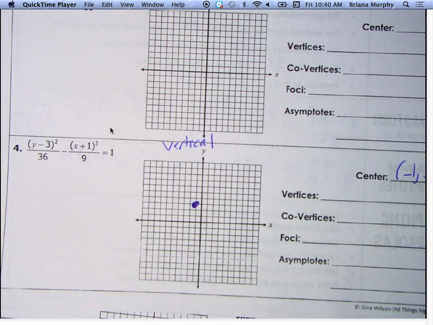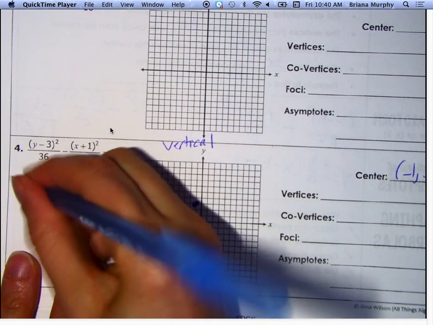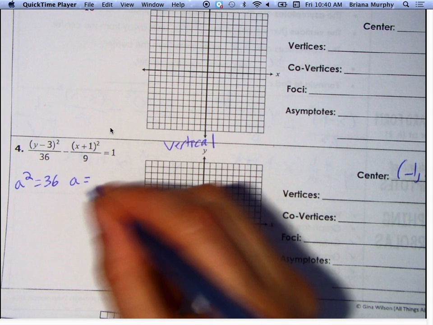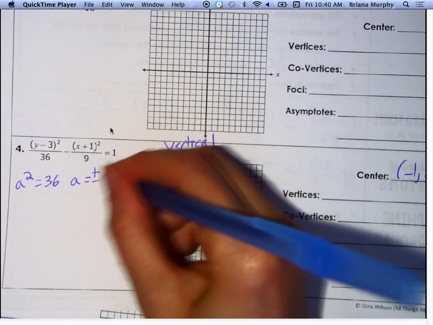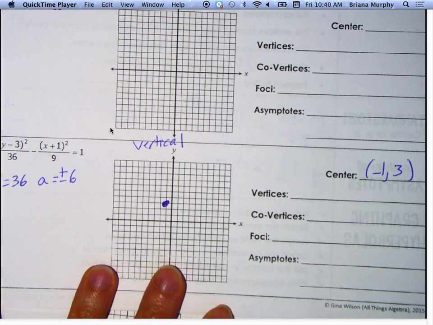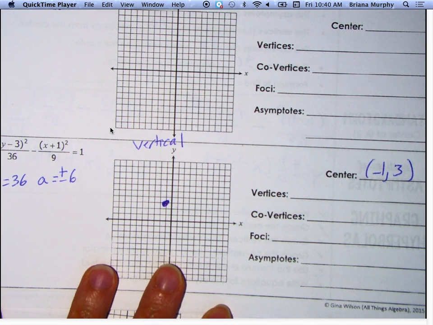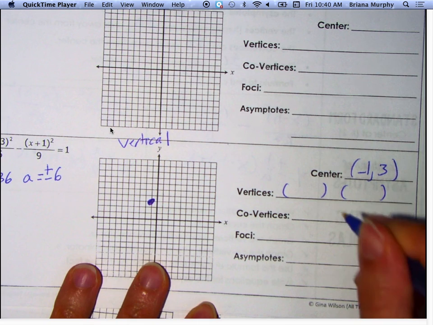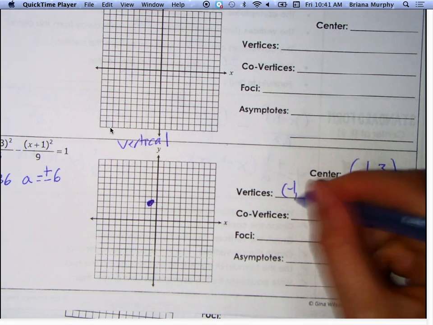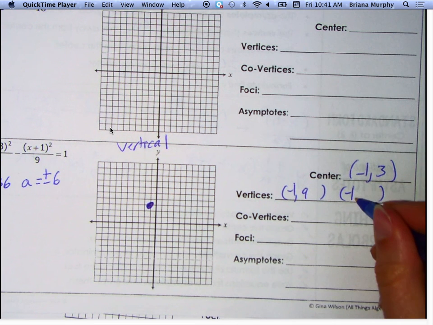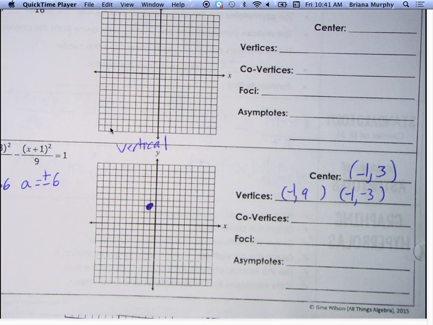All right, now we need to find the vertices. What's A squared? 36 is always the first one. So what's A? Plus or minus 6. Now remember, the A is going to go with the y value, and I have to add that positive 6 or subtract that negative 6 from the center. So what are the vertices going to be? Negative 1, 9, and negative 1, negative 6 plus 3 is negative 3. So I'm going to graph those points.